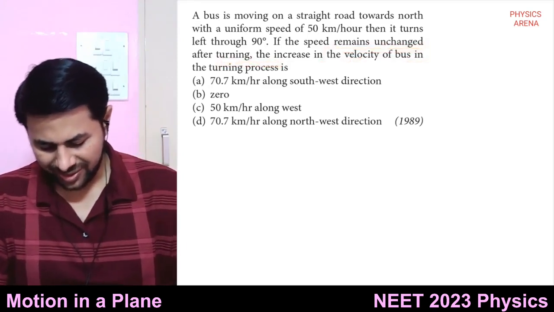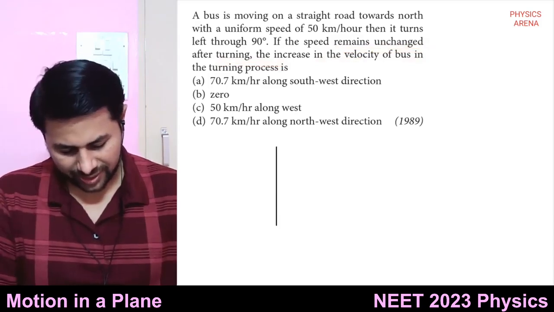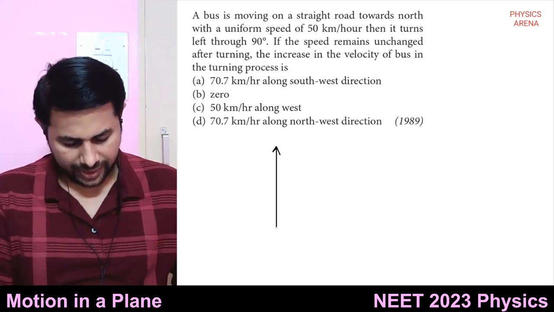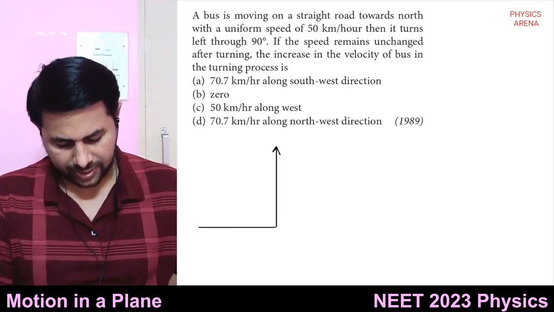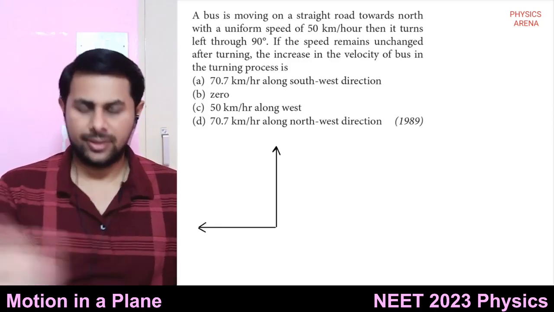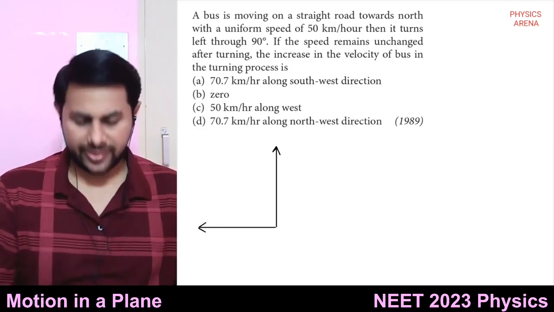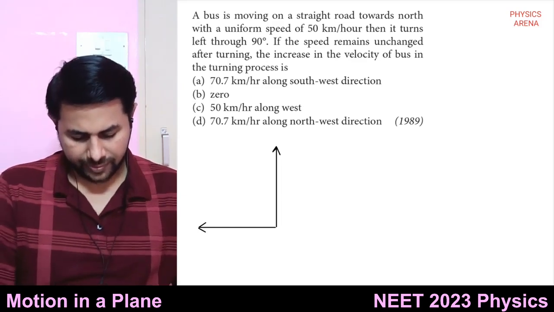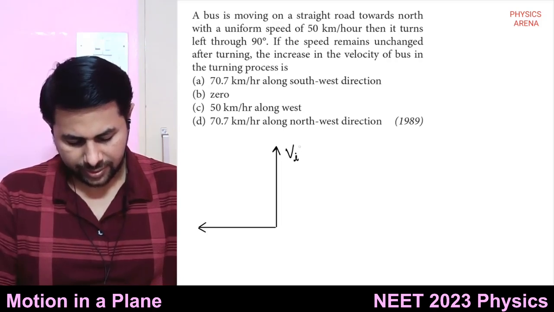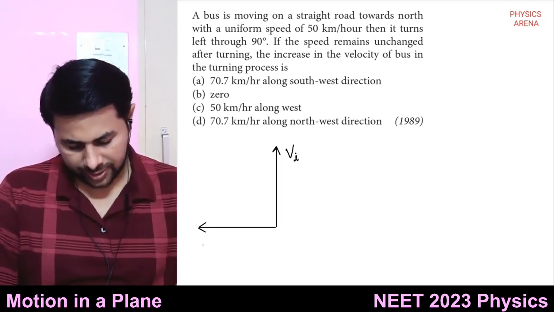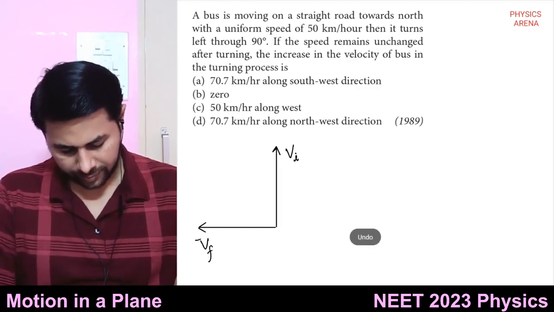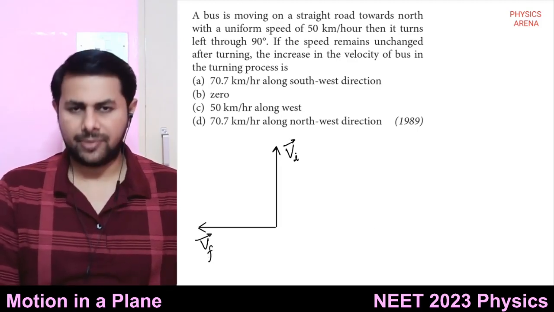Can you tell me? So the bus was moving like this, due north, and it takes a turn like this. It starts moving towards left, so towards west, you can say. So this is your initial velocity Vi or V naught, and this is your final velocity Vf. The magnitude of both of them is equal.